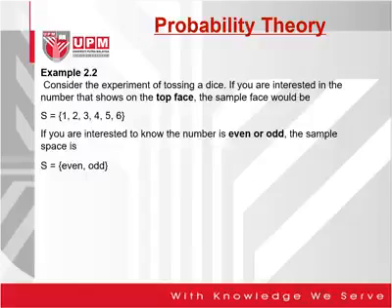But we can also define it in another way, depending on your interest in your work or your experiments. We can say the sample space can be divided into two types. You may get even numbers or odd numbers. Even is you get 2, 4, or 6. Odd is you get 1, 3, or 5.